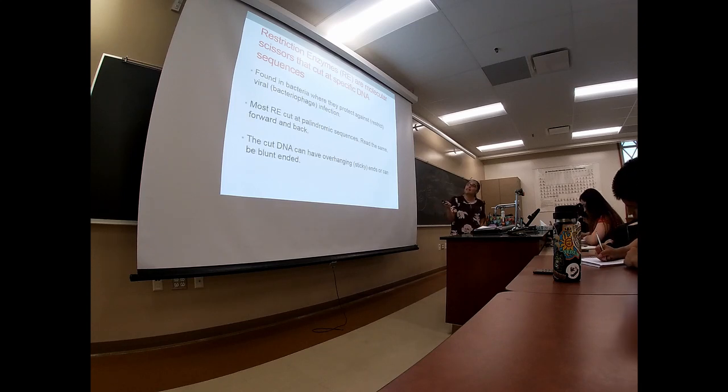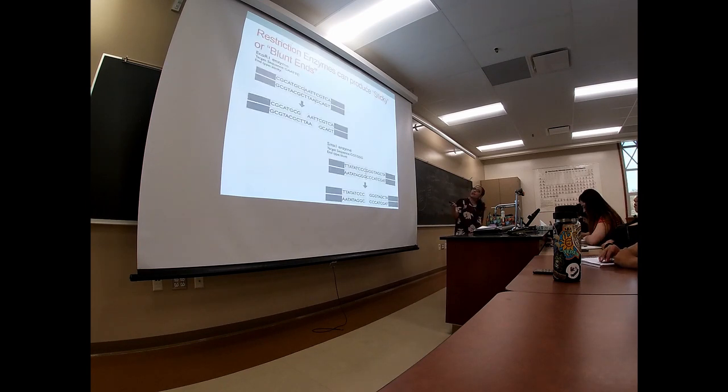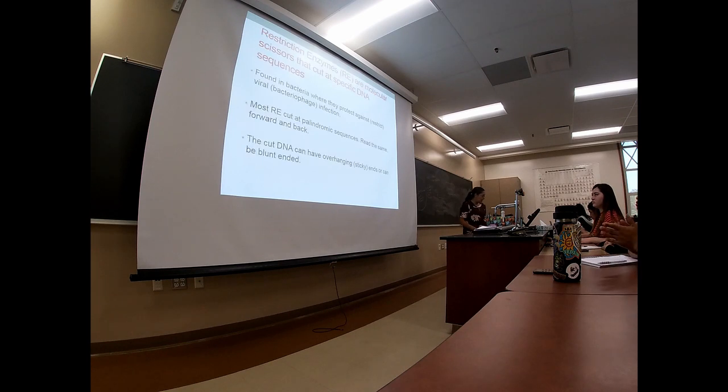Most restriction enzymes cut at palindromic sequences. For example, GAATTC reads the same forward as it does backwards. That's going 5' to 3'. If we do the complementary on the other strand, what is it? CTTAAG. So if you read in this direction, is it the exact same sequence? Yes, same forward as in reverse. So they're palindromic sequences.